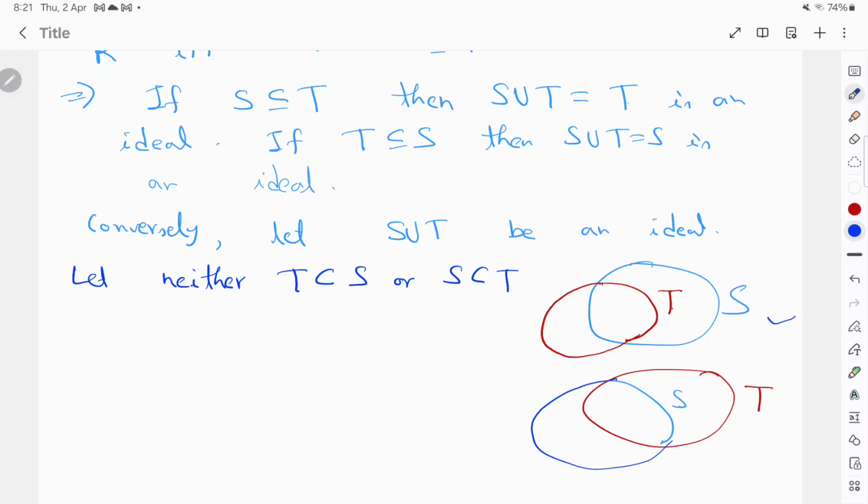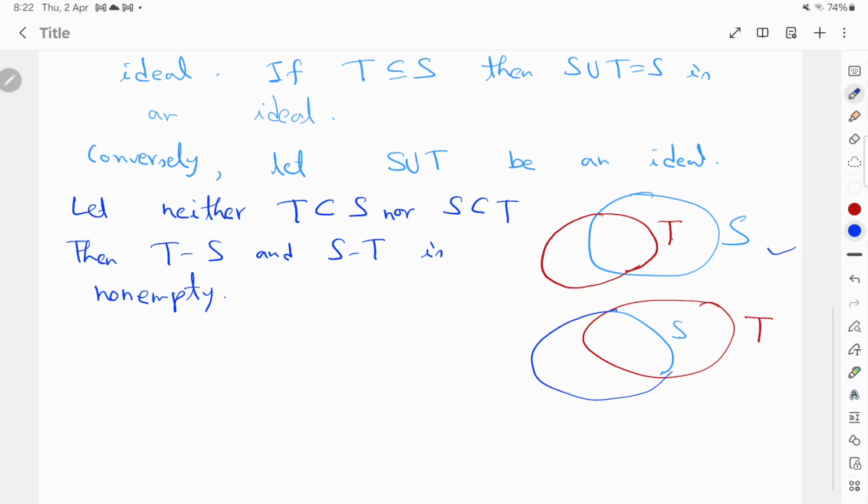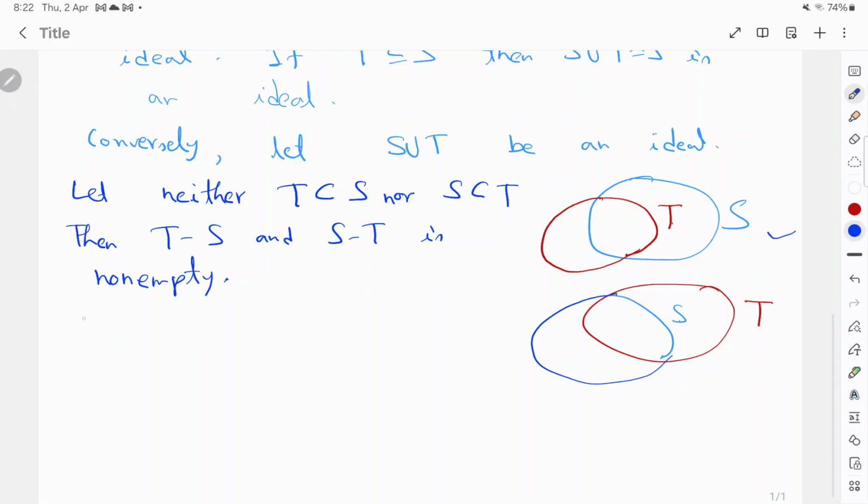In this type of scenario, you have T minus S and S minus T non-empty, right? You know what set subtraction is, right? Non-empty. So whenever you have this scenario, obviously let X belong to T minus S and Y belong to S minus T.